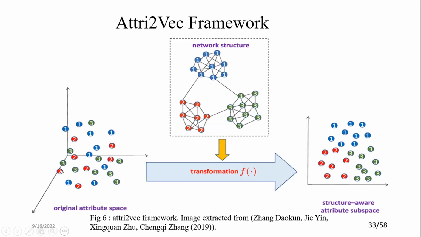Suppose this is the original attribute space, and this is the network structure, where similarly structured nodes are combined together, and then they are connected together.